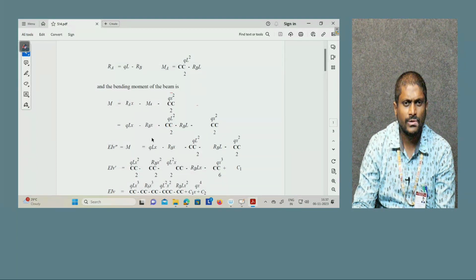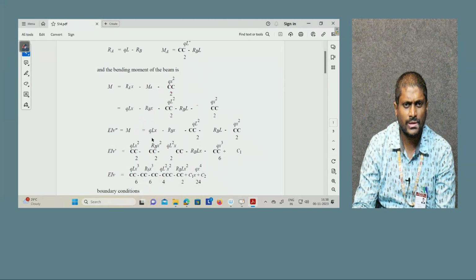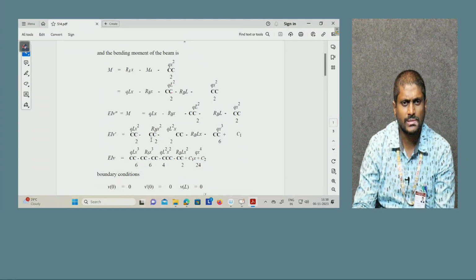Then EI v double dash equals the bending moment, that is qLx minus RBx minus qL square by 2 plus RB L minus qx square by 2. Then EI v dash equals qLx square by 2 minus RBx square by 2 minus qL square x by 2 plus RB Lx minus qx cube by 6 plus C1.